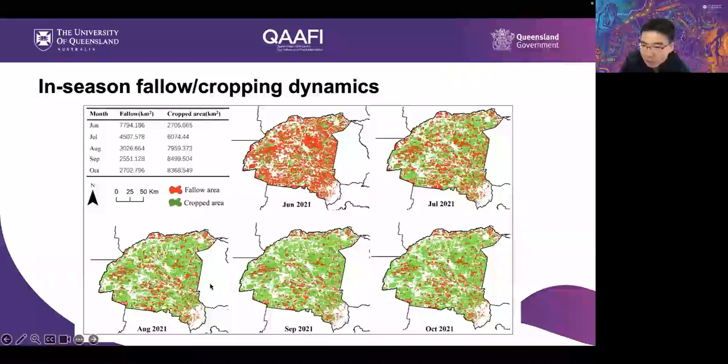in August and September. And this summary table here quantifies this progression as well, showing a reduction in fallowland from June to October and a corresponding increase in cropped areas, peaking in September.